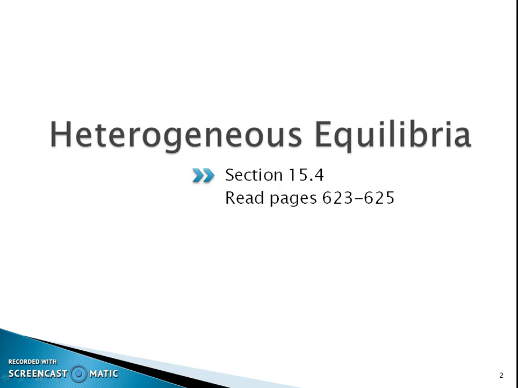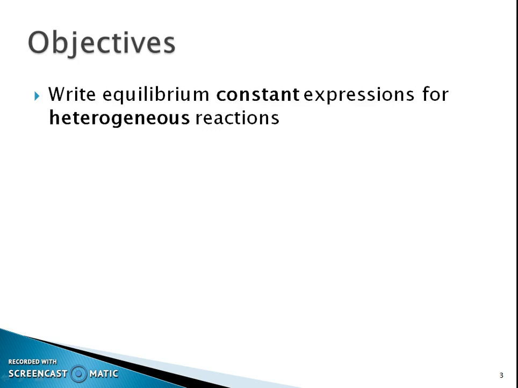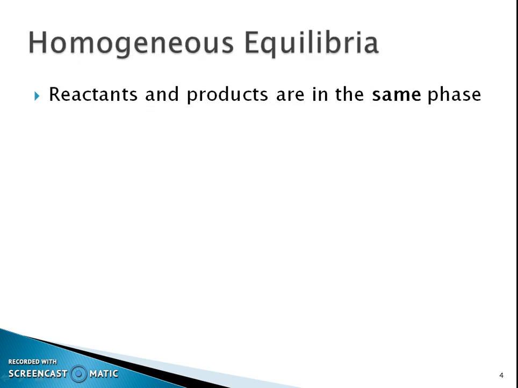Heterogeneous means different phases. So that means the substances, reactants and products, are going to be in a different phase: solid, liquid, gas, and aqueous. So we're going to keep that in mind as well. Your objective is to understand how to write this equilibrium expression, K, for heterogeneous reactions. Pause the video, fill in that one spot, and then play to hear my words.